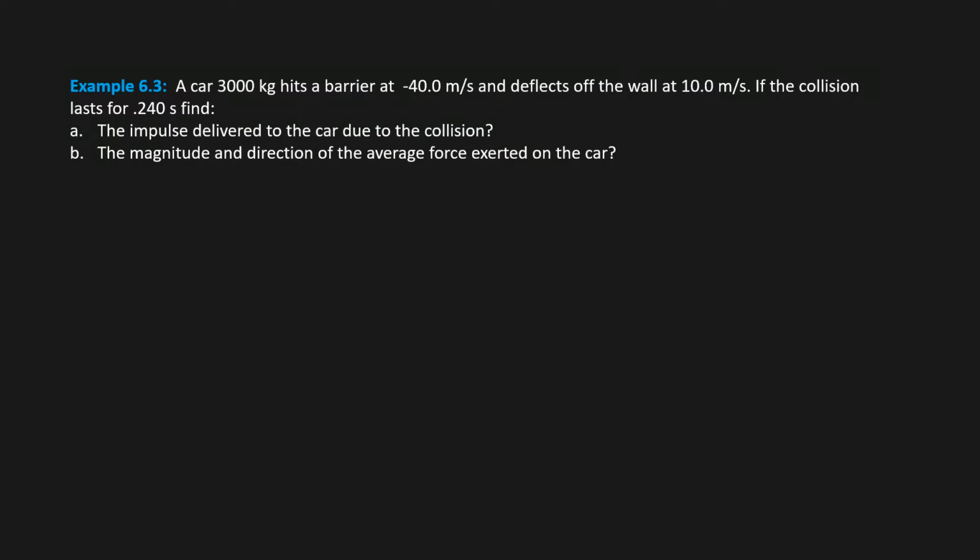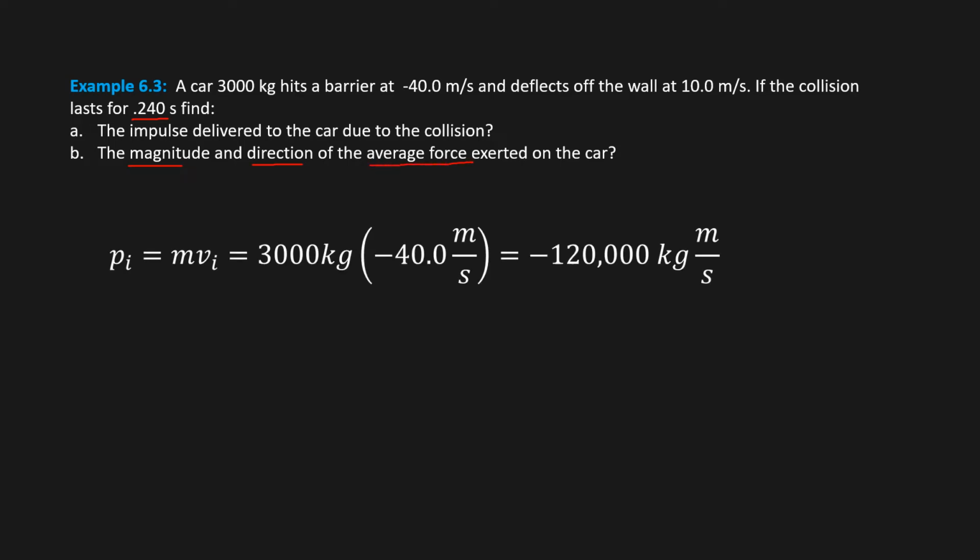So let's look at another example. A 3,000 kilogram car hits a barrier at negative 40 meters per second, and deflects off the wall at 10 meters per second. The collision lasts for, and actually they're giving us a time, 0.240 seconds. Find A, the impulse delivered to the car due to the collision. B, the magnitude and direction of the average force. So they want us to find the magnitude and also the direction of the average force exerted on the car.